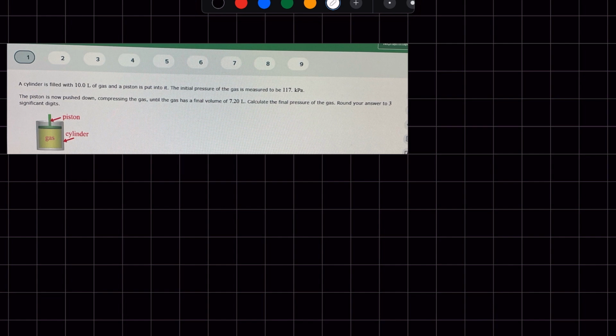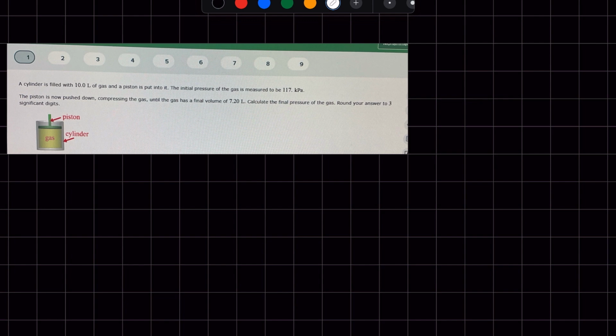So this first problem reads, a cylinder is filled with 10 liters of gas and a piston is put into it. The initial pressure of the gas is measured to be 117 kPa. The piston is now pushed down, compressing the gas, until the gas has a final volume of 720 liters. Calculate the final pressure of the gas. Round our answers to three significant figures.